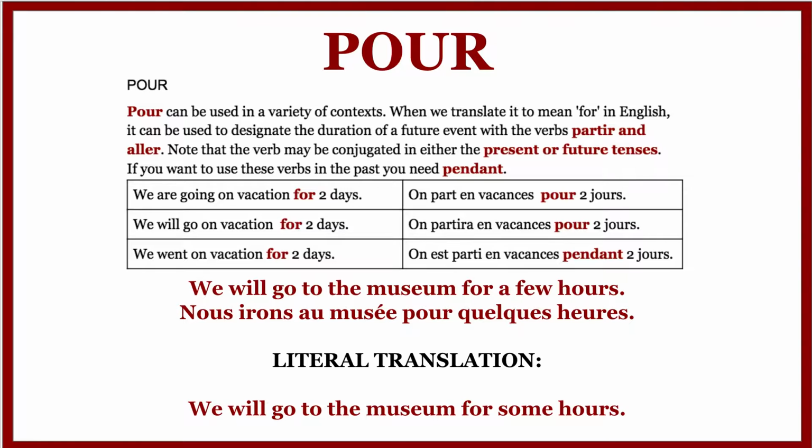Future tense, on partira en vacances pour 2 jours. Très bien. Now, past tense, on est parti en vacances pendant 2 jours. You see how I switched? When I went to the past tense, I switched to pendant. Here's another example. We will go to the museum for a few hours. Nous irons, future, nous irons au musée pour quelques heures. Literal translation, we will go to the museum for some hours.